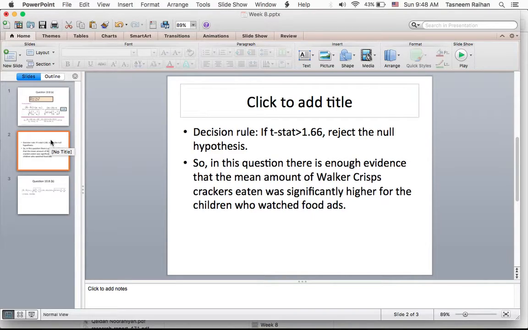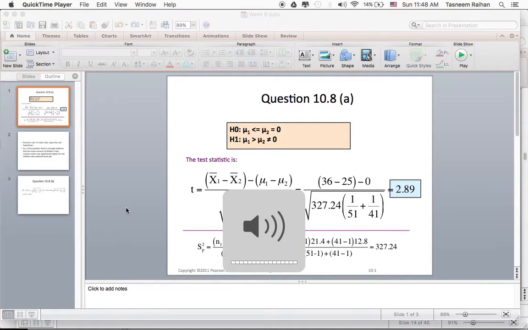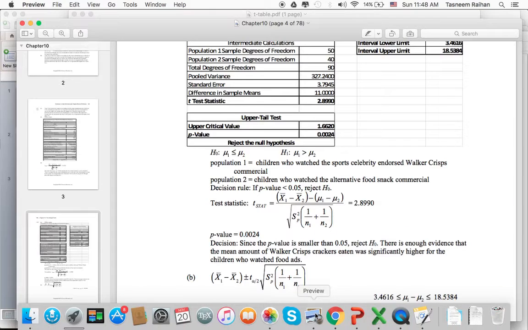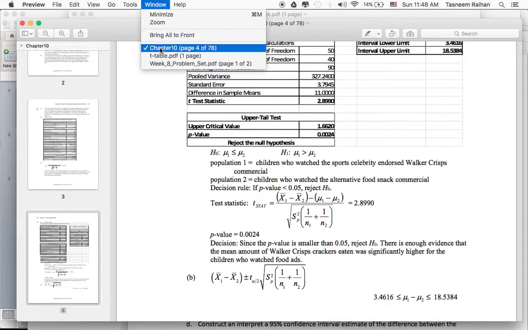So in this question, we can say that there is enough evidence that the mean amount of Walker Crisp crackers eaten was significantly higher for the children who watched food ads. So that's the answer to question 10.8a. Now we will do question 10.8b. So let's have a look at the question first. So 10.8b, here we go.